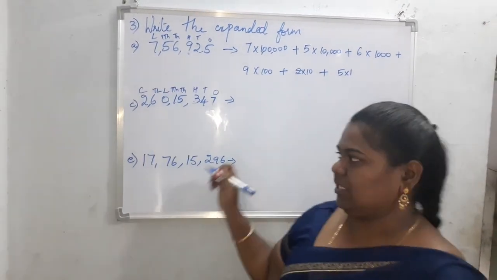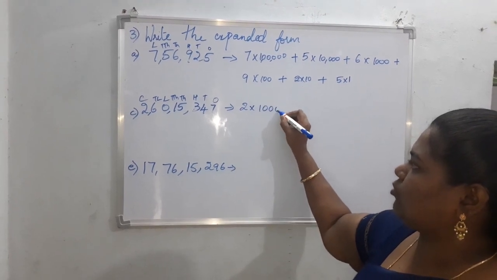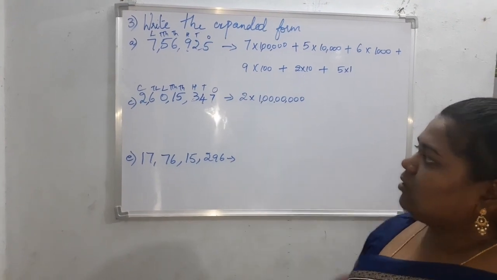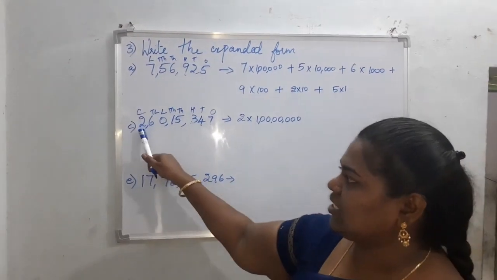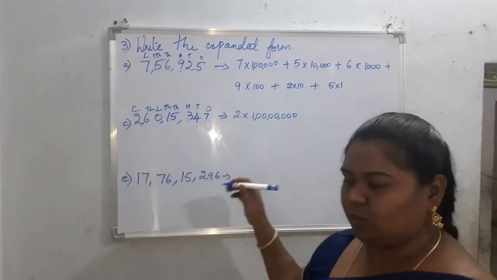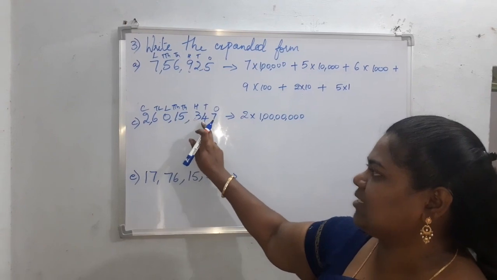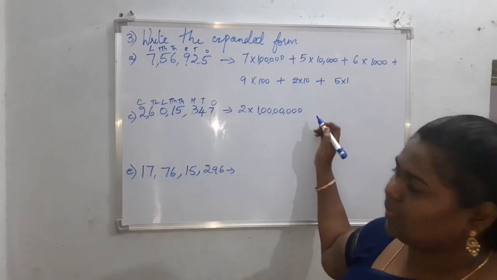2 is in crores place. So 2 into 1 crore. 1, 2, 3, 4, 5, 6, 7. If you have a doubt of how many zeros you have to place, you can see the number of digits after 2. That is, after 2, you have 1, 2, 3, 4, 5, 6, 7 digits. So you will get 1 and 7 zeros.